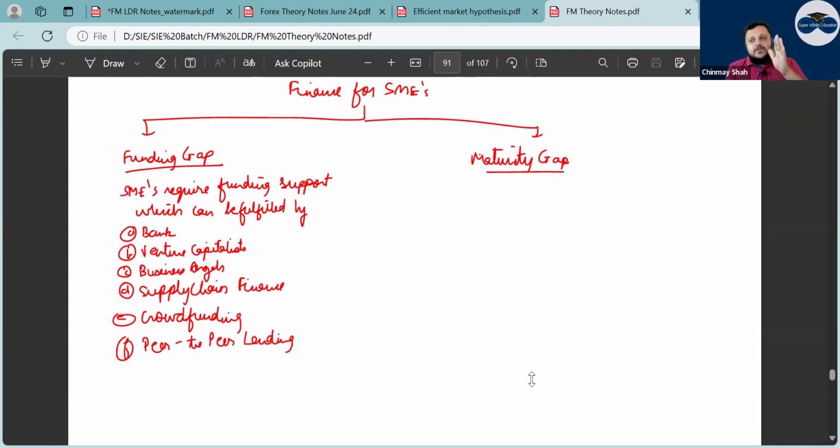Business angels are nothing but smaller investors, right? Angel investors type, correct? These are up to 100,000. More than 100,000, generally venture capitalists do the investment, correct?